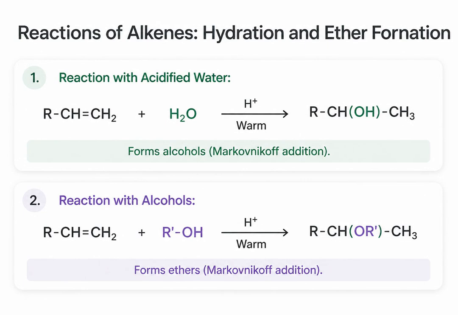Alkenes can easily be converted into oxygen-containing compounds. By warming an alkene with dilute sulfuric acid, water adds across the double bond to form an alcohol.